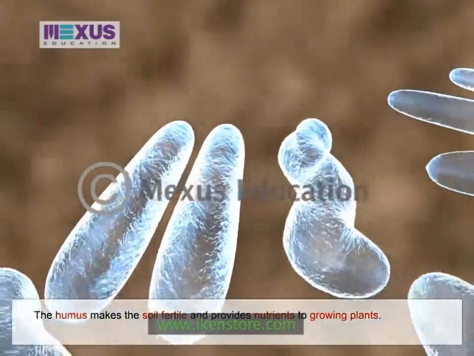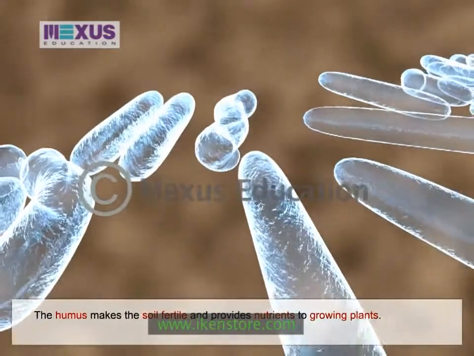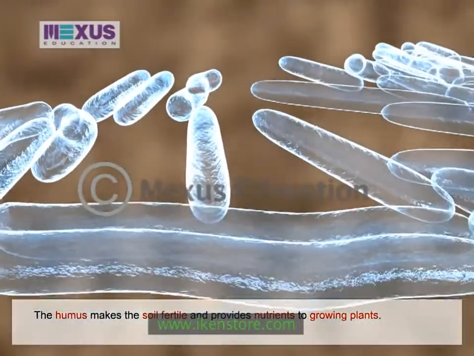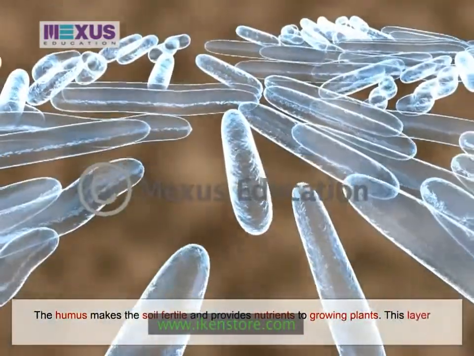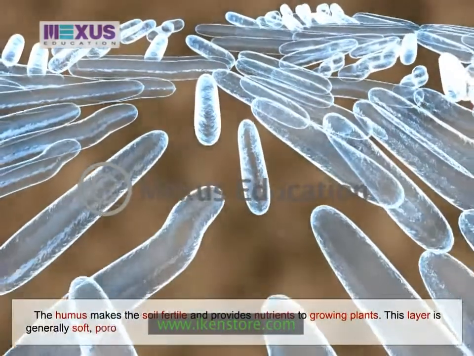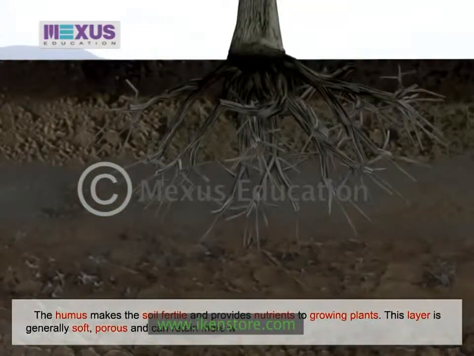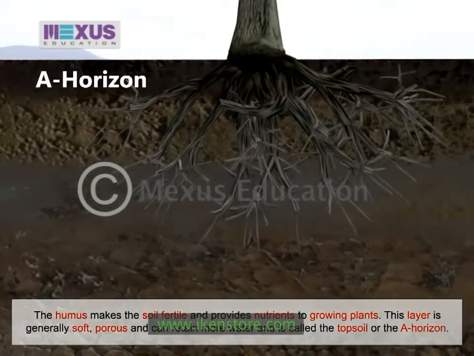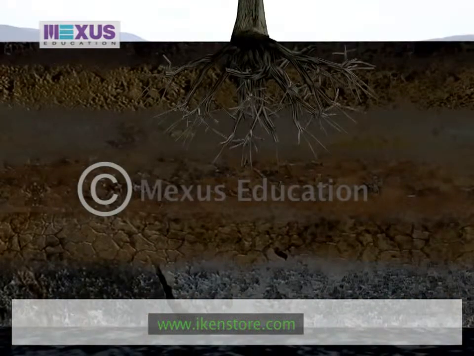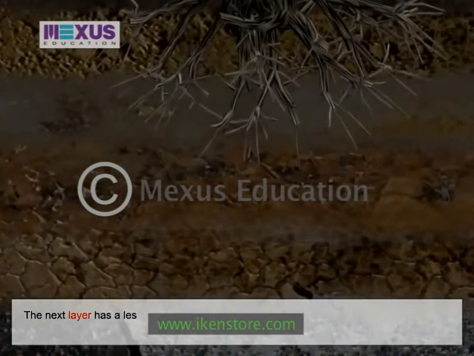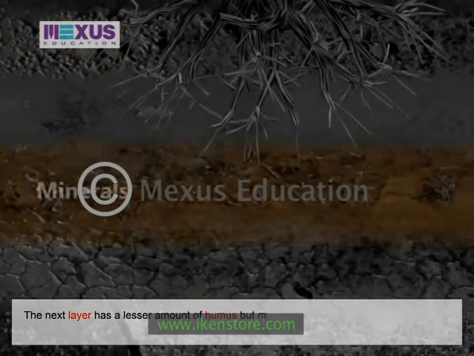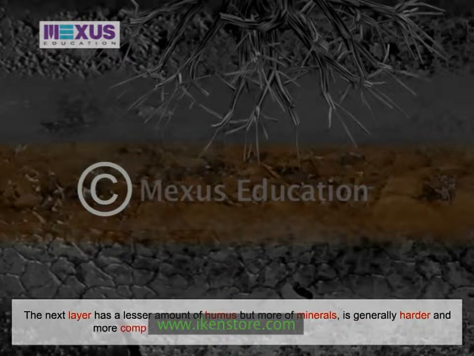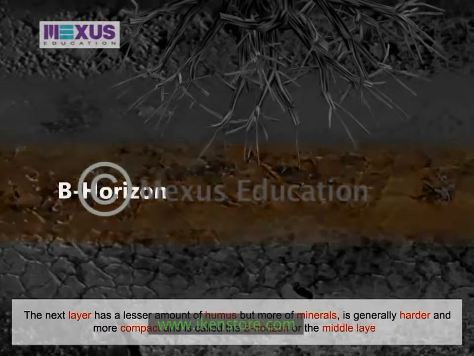Single-celled bacteria or even fungi decompose organic matter to form humus. This layer is generally soft, porous, and can retain more water. It is called the topsoil or the A horizon. The next layer has a lesser amount of humus but more of minerals. This layer is generally harder and more compact and is called the B horizon or the middle layer.